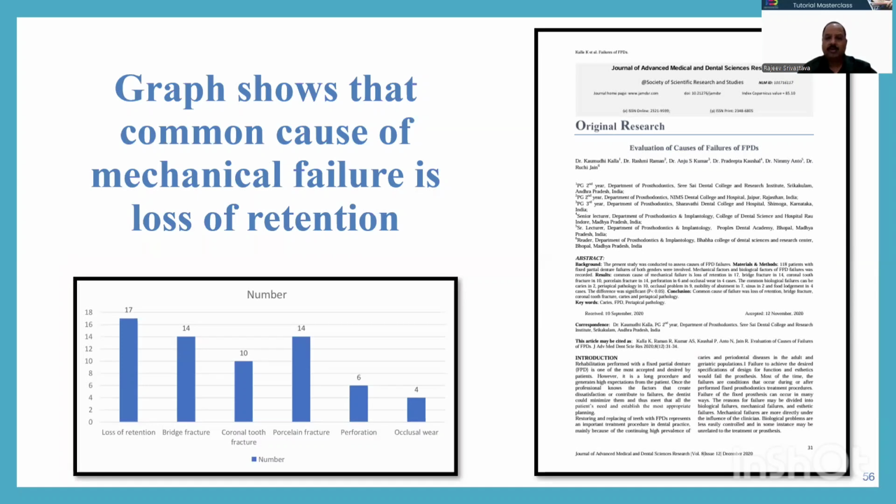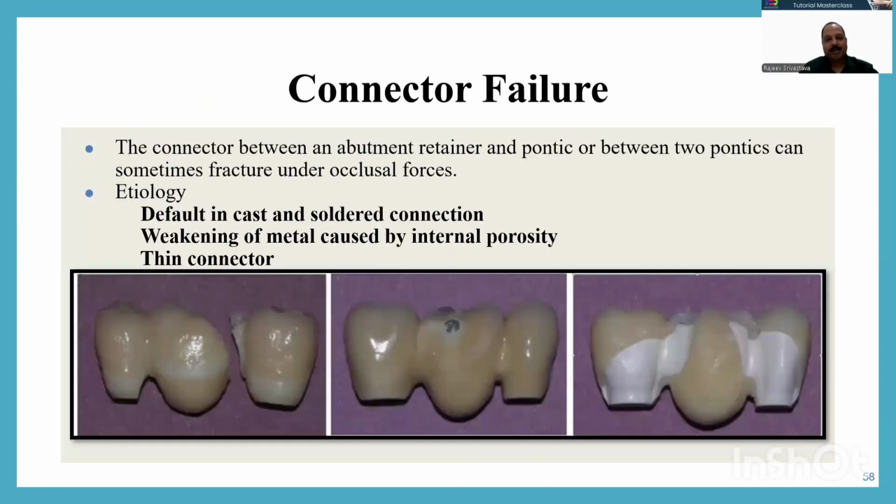So again, you can see what are the common causes of mechanical failure. As we have seen in the biological failure, the most common cause was caries. Here, the most common cause is the loss of retention. So that has to be taken care of. Then the connector failure. Now the connector failure, you all know what a connector is. It joins the retainer to the pontic, and the connector should have sufficient thickness so that it can withstand the forces.